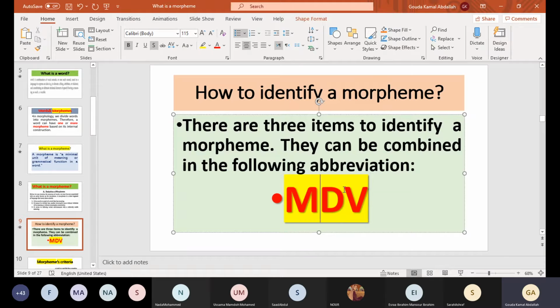So the MDV, the three conditions again. M: this morpheme or this part of the word must have a meaning. D: it cannot be divided into a smaller unit because this is the smallest part. And V: it has the same meaning in different verbal contexts. Is it clearer now?